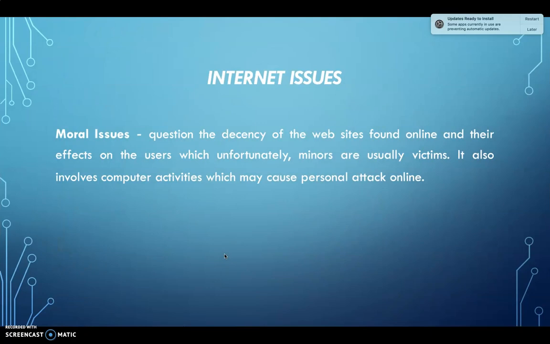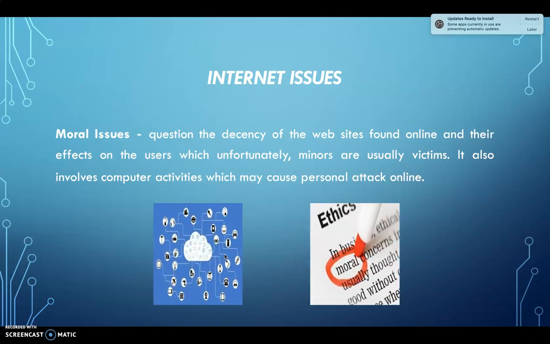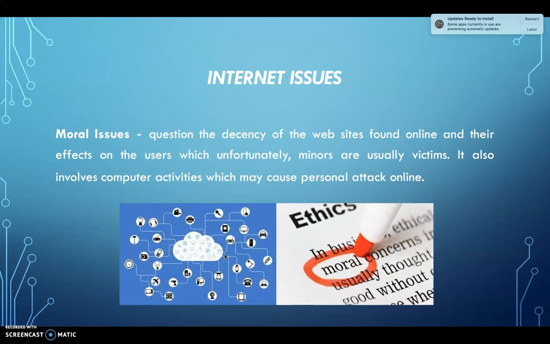Another internet misuse issue is moral issue, which questions the decency of the web sites found online and their effects on the users, which unfortunately, minors are usually the victims. It also involves computer activities which may cause personal attack online that can result in increasing social and moral problems in people's lives.